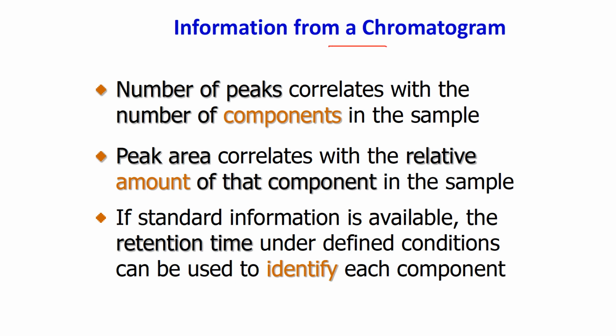Information from a chromatogram: you can get the number of peaks, correlating with the number of components. So this is qualitative. The second one is you can know the concentration of the component just by looking at the peak area or peak height. How do you get this? This is when you integrate the peak first, using the software. And then if you have a standard solution, you can identify what they are.